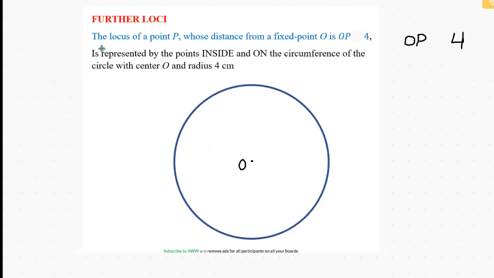Now what if the locus of a point P whose distance from a fixed point O is OP greater than or equal to 4? Then in this case the locus of the point P, when equal to 4, will be on the circle of radius 4, and greater than 4 means that its locus will also be outside the circle as well. So when it is greater than or equal to 4, the locus is the circumference of the circle and outside of the circle. Both regions will be part of the locus. Therefore, the locus will be represented by the points outside and on the circumference of the circle with center O and radius 4 cm.